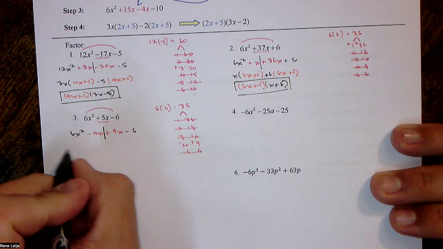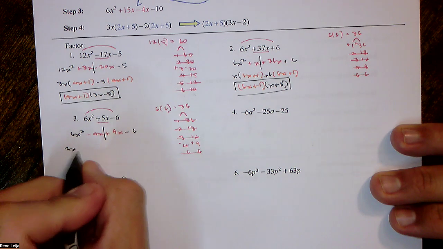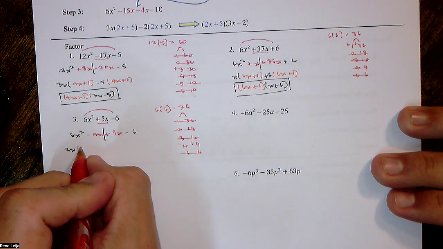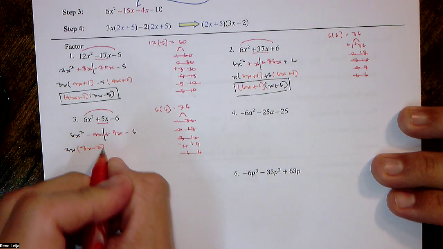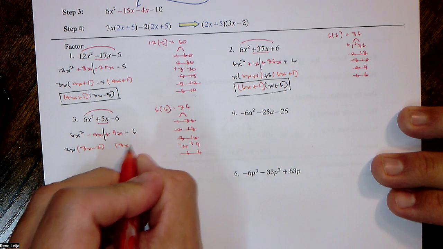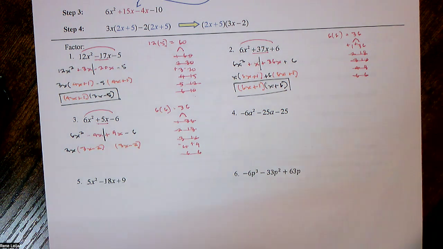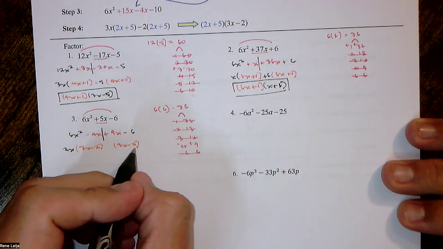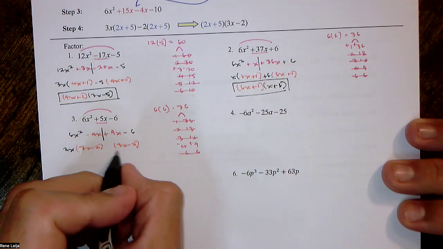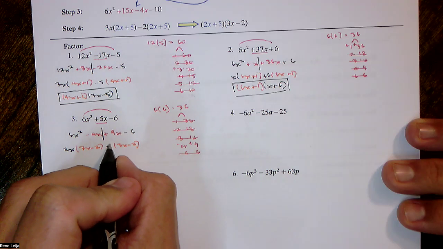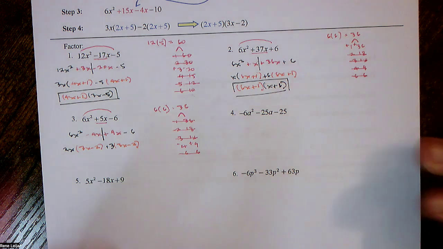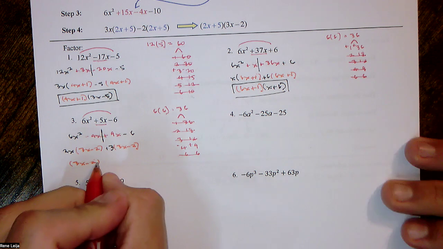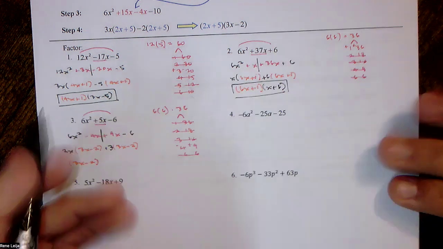Okay, so here we're going to take out a 2x, and we're going to be left with a 3x minus 2. Well, the 3x minus 2 has to repeat. And so 3x times what gets me 9x? That would be a 3. Minus 2 times what gets me a negative 6? That would be a 3. So we have 3x minus 2 times 2x plus 3.